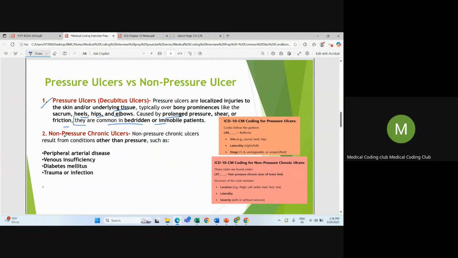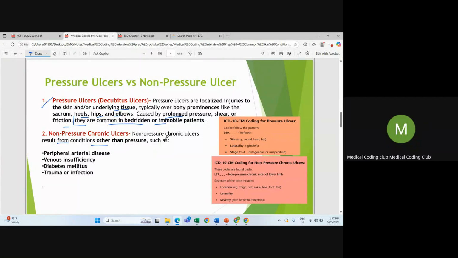And then what is non-pressure ulcer? Non-pressure ulcer is also considered a chronic ulcer, and it results from conditions other than pressure. Here there will be no pressure, but it is due to other medical conditions. Examples include peripheral arterial disease, venous insufficiency, diabetes mellitus, trauma, or infection. Because of these other medical conditions, the patient may develop non-pressure chronic ulcers.